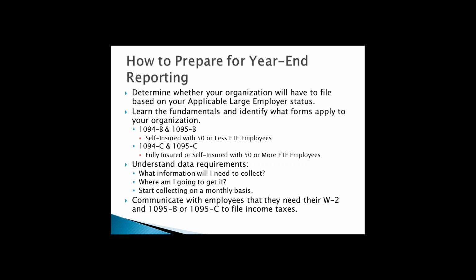And another thing you will want to do to prepare for year-end reporting is you will want to communicate with your employees that they not only need their W-2 at the end of the year to file their income taxes, they're also going to need either that 1095-B or 1095-C form to file with their taxes as well. So just make sure you send a memo out letting your employees know that they will need that form with their W-2 to file those income taxes.